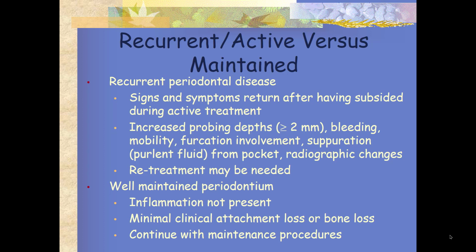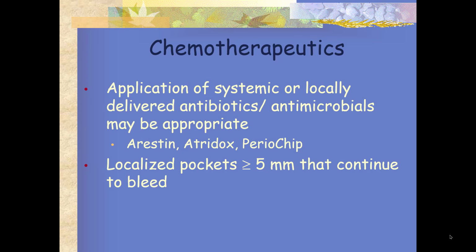In a well-maintained periodontium, inflammation will not be present, and there will be minimal CAL or bone loss. And at that point, you continue with maintenance procedures. So chemotherapeutics, apply them as necessary, whether it be locally delivered antimicrobials. And again, the ideal time for local drug delivery is 5 millimeter pockets and bleeding or over.